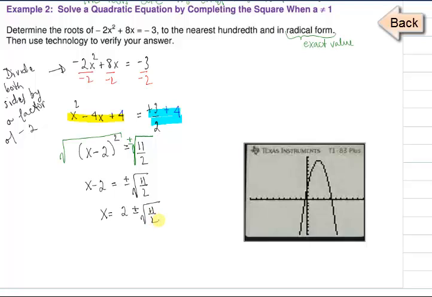Okay, so you have been asked to work this out to the nearest hundredth and in radical form. Okay, well, when you work through the problem initially, you will get your radical form first. Okay, so the radical form of your answer is here.